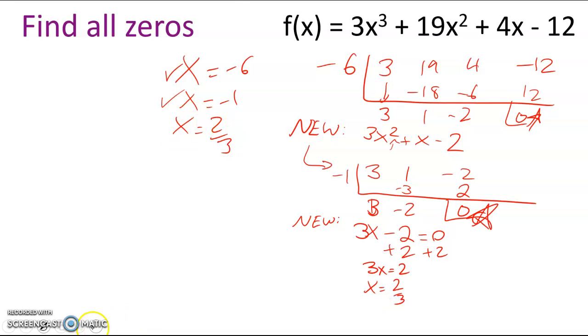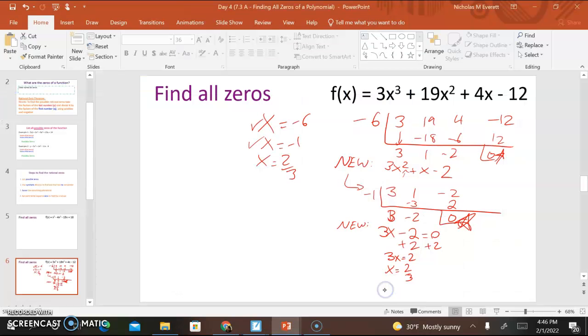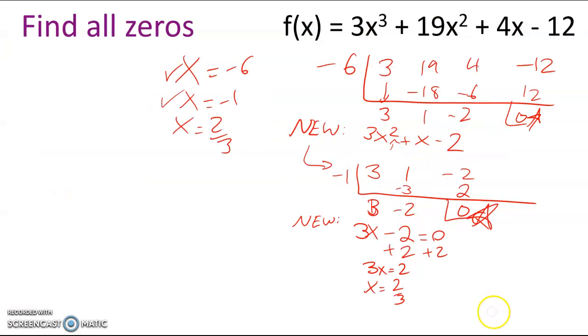And if I look back on my graphing calculator, keep that. 0.6667, that's essentially the decimal version of 2/3. So I have now confirmed my 3 zeros here, all right? Confirm my 3 zeros.